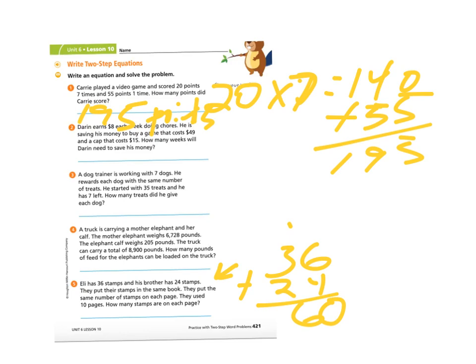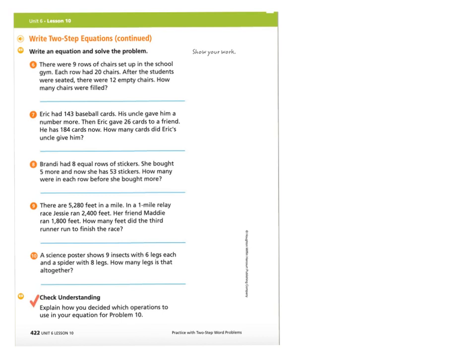They use 10 pages. They have the same number of stamps on each page, which I'm glad ended up to be 60, because that made that a lot easier. So 60 divided by 10, or 10 times what is 60? So they have 6 stamps on each page. 6 stamps times 10 is 60 stamps. So as long as the numbers are working out, this should be pretty doable today too.